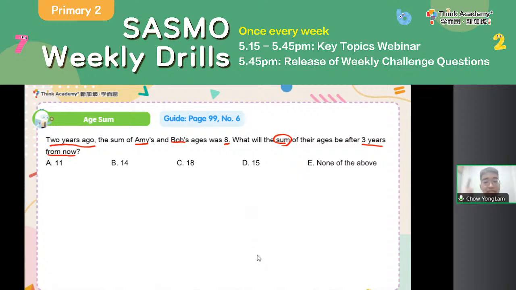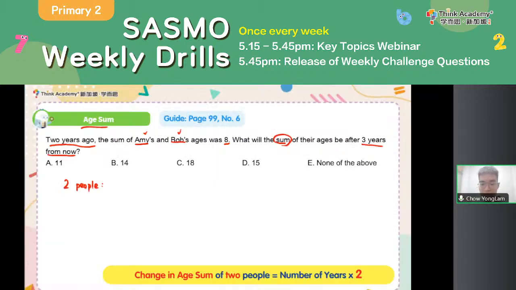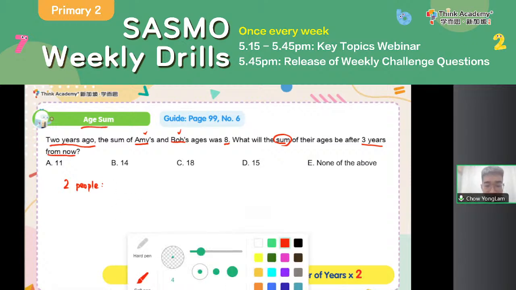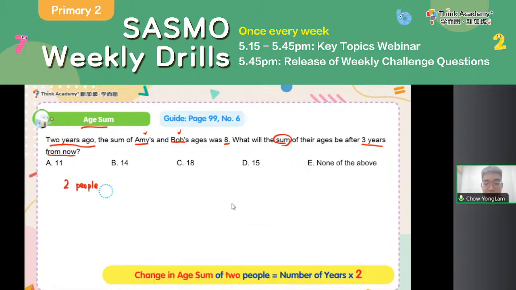Three key steps. When we talk about age sum, the first thing to think about: how many people are there? How many people are we considering? Is it just one person? No, we have Amy, we have Bob. So there are two people. Since we have two people, every year my sum will increase by 2, or my sum will change by 2. So since two people, we need to multiply the change by 2.